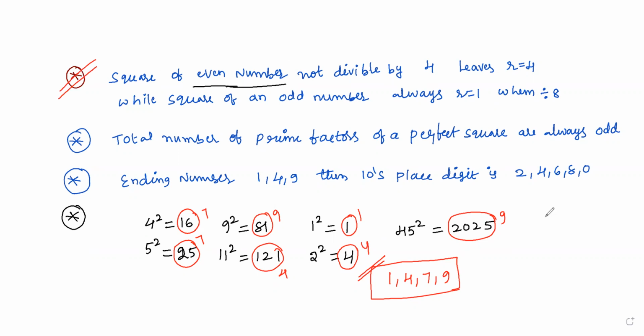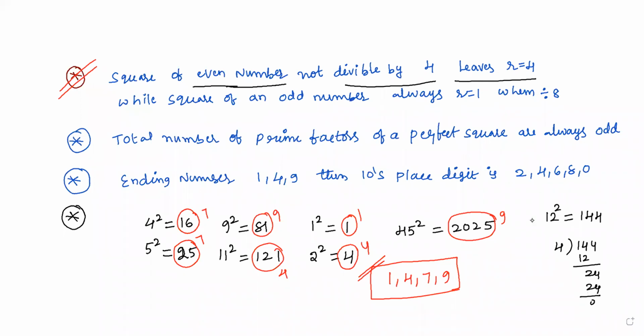Suppose an even number, let me take here 12. So that gives us 144. It is divisible by 4 and leaves the remainder 0. Okay, it means when you are dividing this number by 4, the remainder is 0. So in this case, it is exactly divisible. Why? Because in 12 we have a multiple of 4.